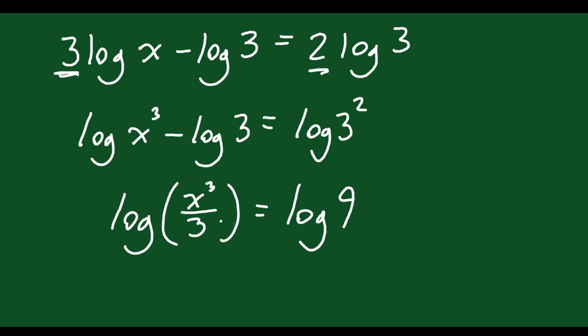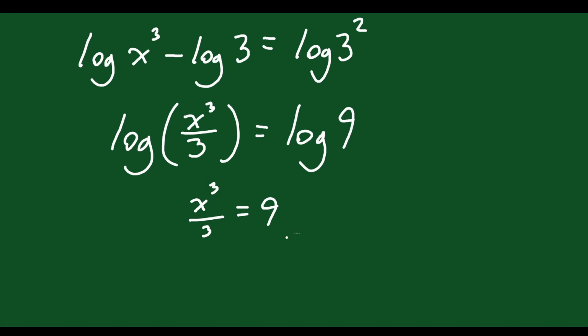So if you have log of something equals log of something, you can equate those somethings, right? You could say x cubed over 3 is equal to 9. Multiply by 3, x cubed equals 27. Therefore, x is equal to 3, right? Because 3 cubed is 27. All right, and that's it.